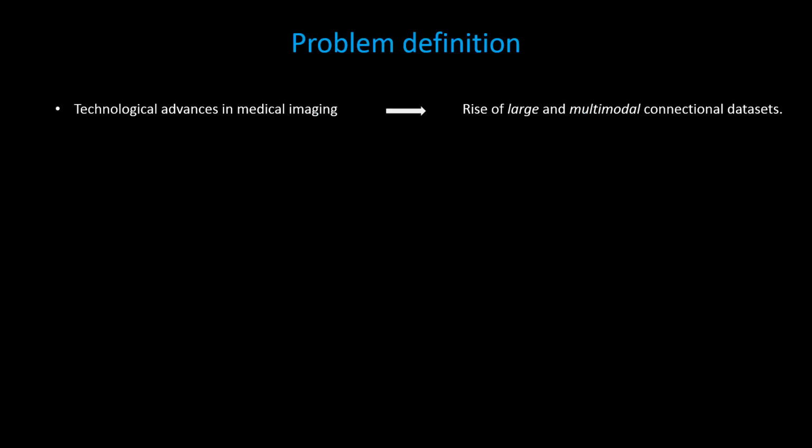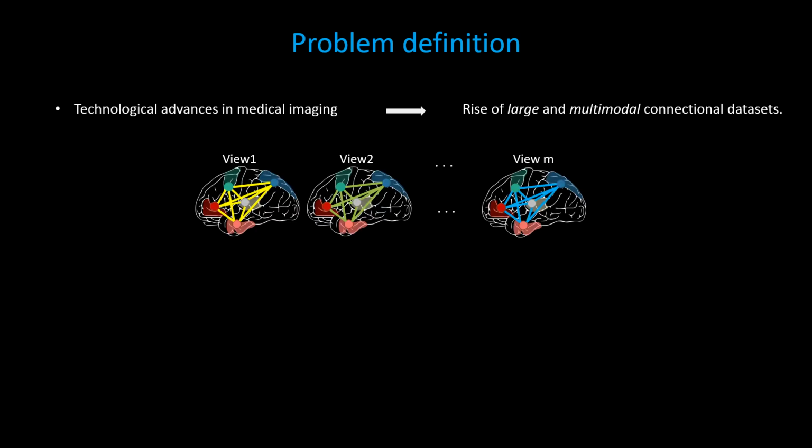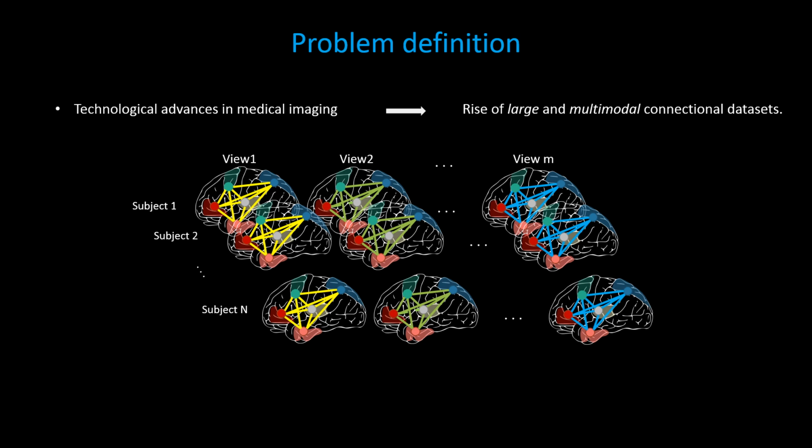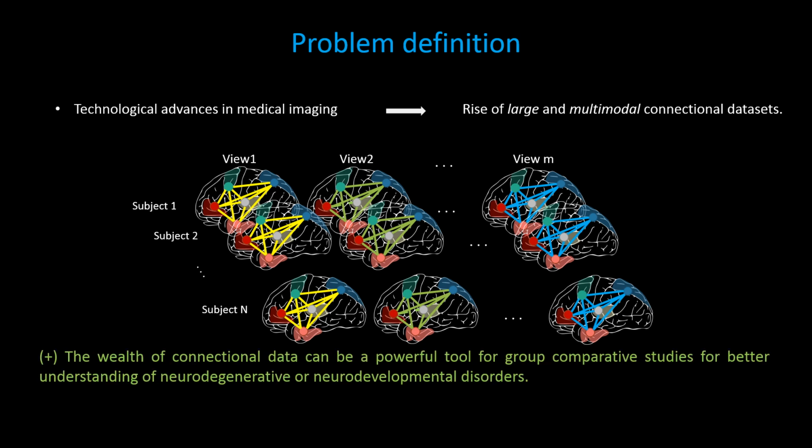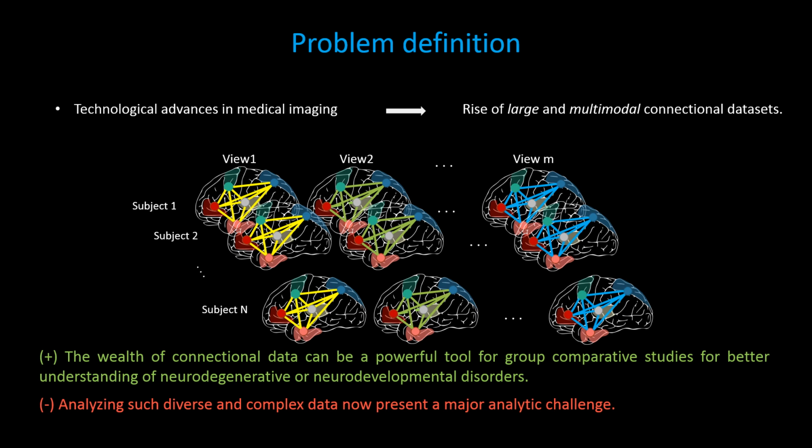Technological advances in the field of medical imaging have made it easier to acquire multi-view connectional datasets for large populations of subjects. The wealth of connectional data can be a powerful tool for better understanding of neurodegenerative or neurodevelopmental disorders using group comparative studies. Yet, given the diversity of such complex datasets, it's challenging to identify a shared connectional mapping across subjects and across views, which represents the fingerprint of the given population.